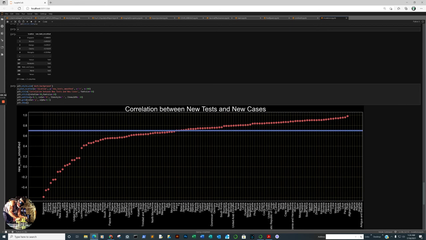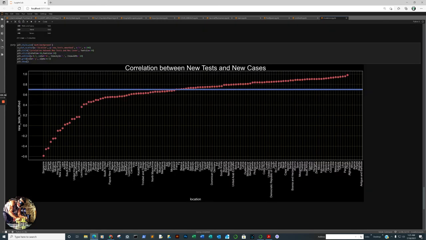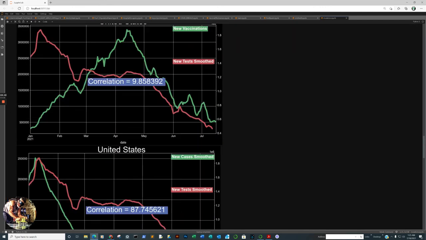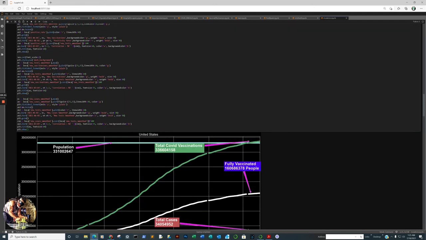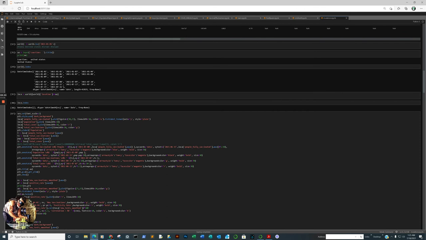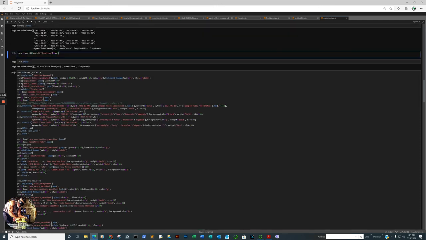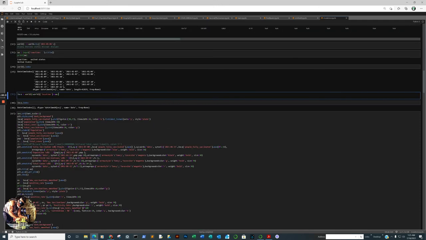And let's continue on. Correlation between new tests and new cases. If you look at all the areas of the world per se, Singapore, and where is the United States? There's the United States right there. So it's interesting that the correlation between testing and cases is so high. And so you could take something like this, and let's say, for example, let's see if this doesn't freeze on me real fast. Let's try India.